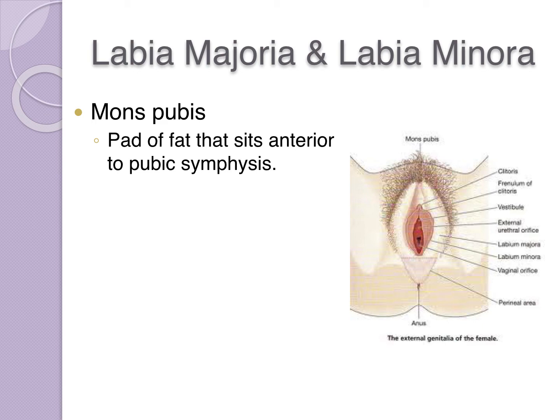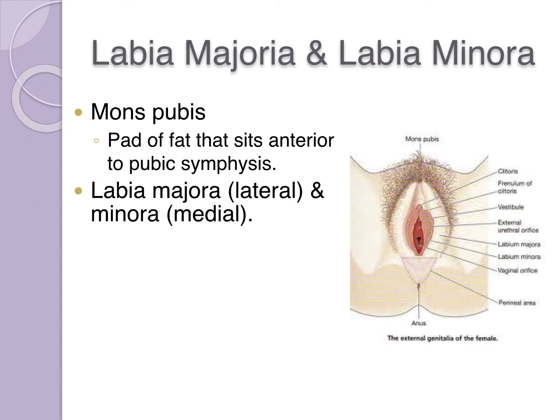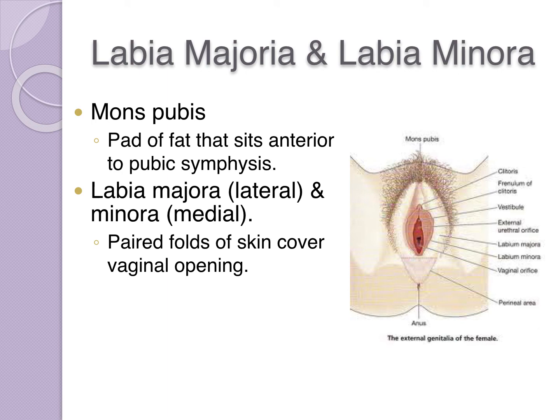This mons pubis is meant to protect the reproductive organs found posterior to it, including things like the labia majora and the labia minora. The labia majora are categorized as being lateral to the medial minora, and these are paired folds of skin that cover the vaginal opening. In layman's terms, they're often referred to as lips. So the large lips, the small lips.